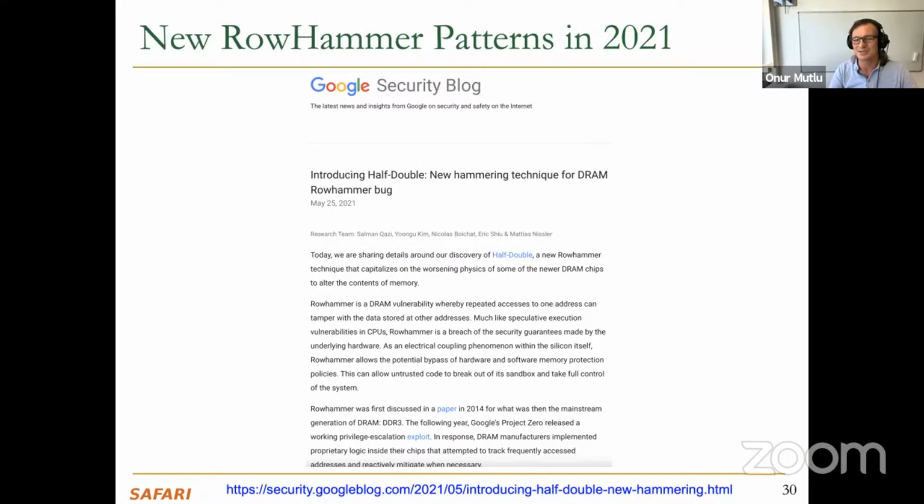Let me talk about 2021. That's the cutting edge. So Google also recently introduced, I think this was May, as you can see over here, 2021, new RowHammer patterns that they claim are not handled by mitigation mechanisms. And this is also an interesting read. I would recommend taking a look at it if you're interested. So Google has been doing a lot of research in this area also.